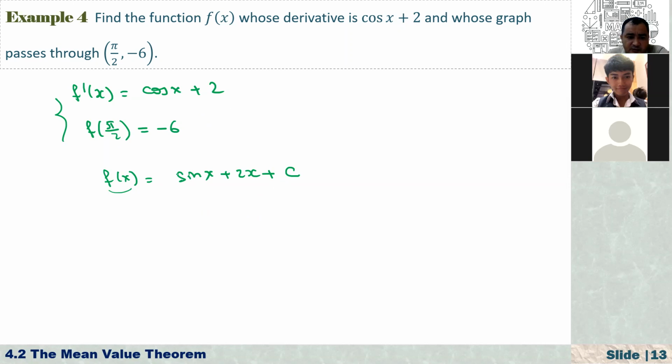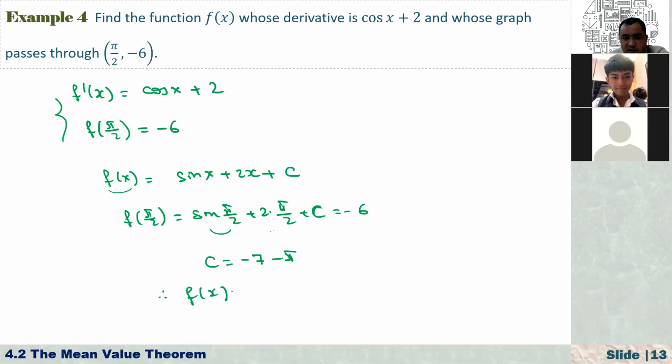And also we know that it passes through the point, so that means that f of pi over 2, which is sine of pi over 2 plus 2 times pi over 2 plus c, should be equal to minus 6. Sine of pi over 2 is equal to 1, and this one is pi. So what is c? It is minus 7 minus pi. So our original function is sine of x plus 2 times x minus 7 minus pi.